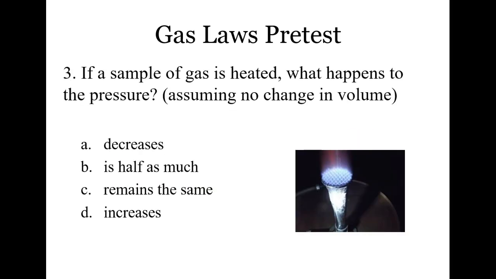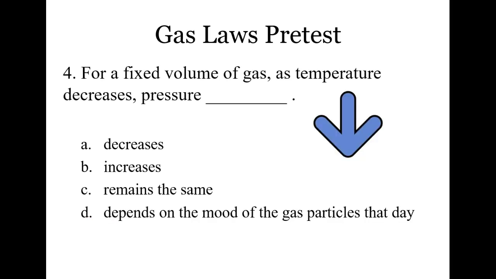Question 3. If a sample of gas is heated, what happens to the pressure? Well, as the gas particles absorb heat, they should move more frequently and collide more frequently, and so the pressure should go up. It increases, D. Question 4. For a fixed volume of gas, as temperature decreases, pressure blanks. So if the temperature goes down, that means the particles should slow down, they should collide less frequently, and the pressure should decrease. Sorry if you put letter D, that's actually not the way it works.